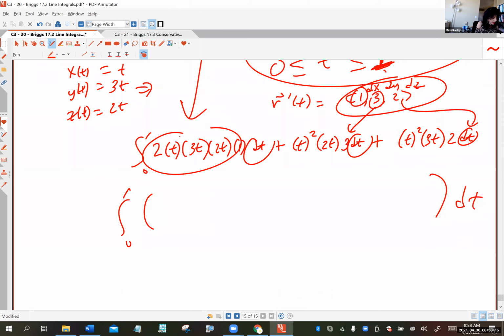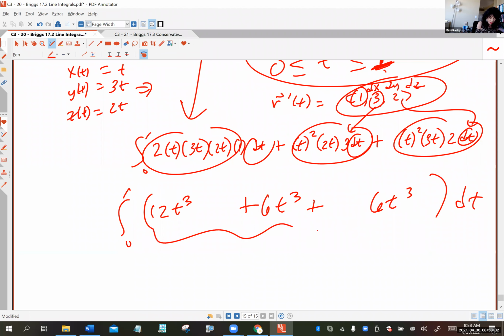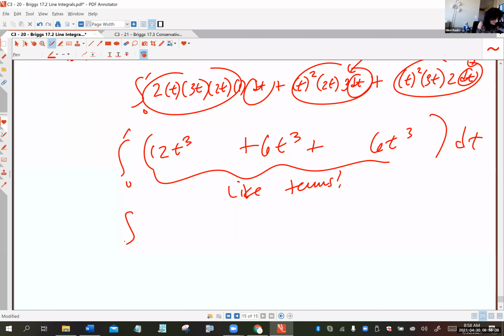And then look at these powers of t here. 2 times 3 times 2, I believe that's 12. And then you have t multiplying 3 times, 3 factors. Here, what is that? 6t cubed. And then here, I think I have another 6t cubed. All right, these are like terms. How about we just combine all those together before integrating? You don't have to, but it makes it a little bit more efficient.